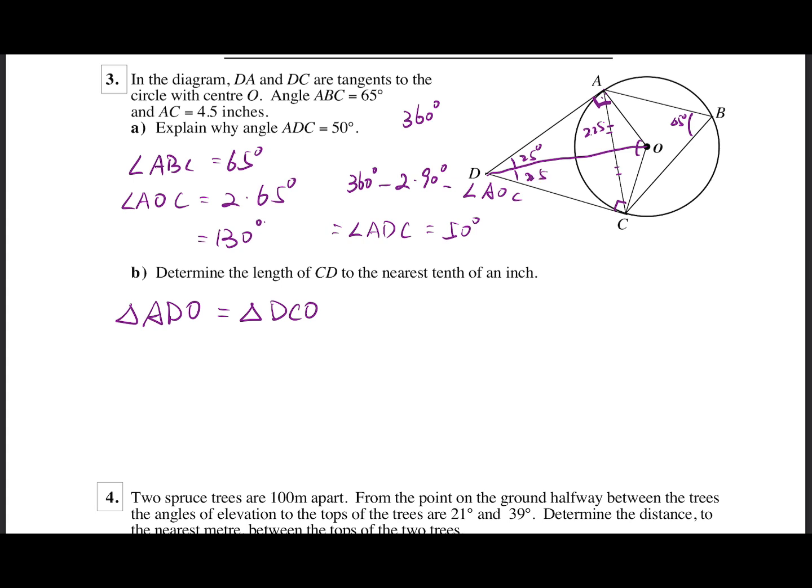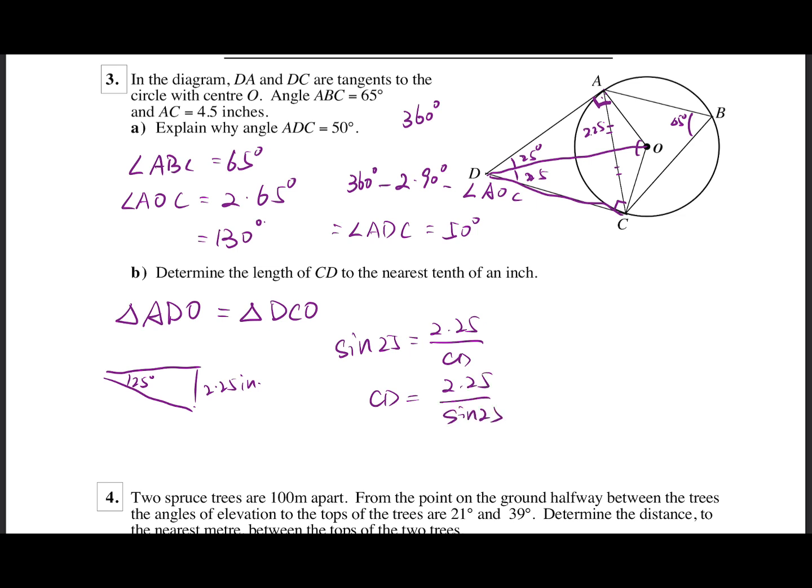Then we need to find CD. For CD, we can form a right triangle like this one. This angle is 25 degrees, and this side is 2.25 inches. Then we can use sine 25 equals 2.25 divided by CD. So CD equals 2.25 divided by sine 25. So it's 5.32, about 5.3 inches.